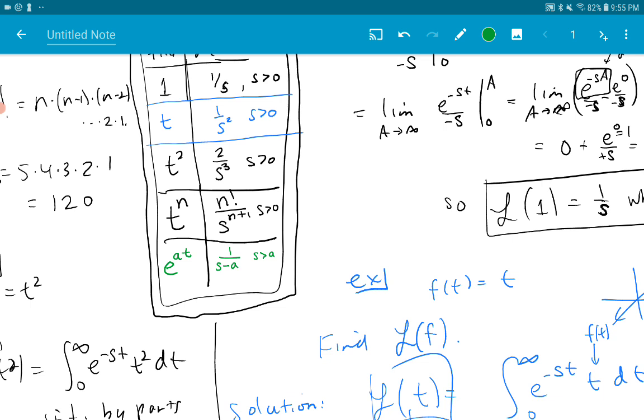But if you're trying to find the Laplace transform of e to the 5t or e to the 11t, it would be 1 over s minus 11, and it's true when s is greater than 11.